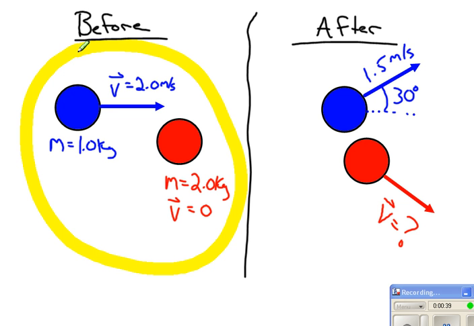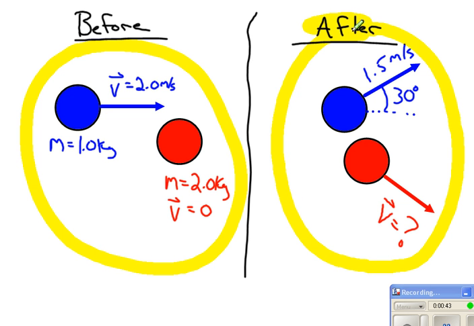After the collision over here, we see that the blue object's kind of moving to the right and up, and the red object's kind of moving to the right and down. We're going to use the law of conservation of momentum to analyze and try and solve for the quantity, what is the velocity of the red object after the collision.